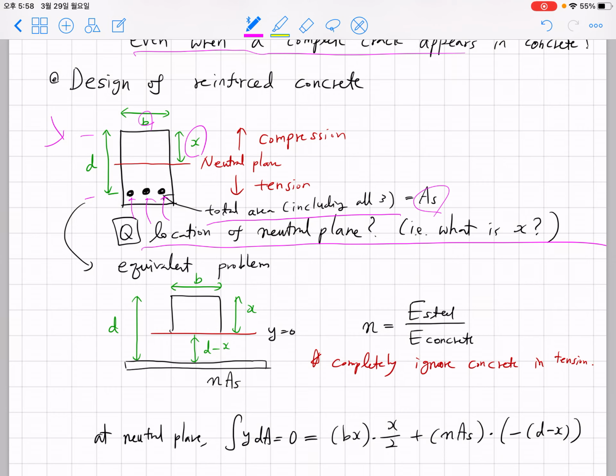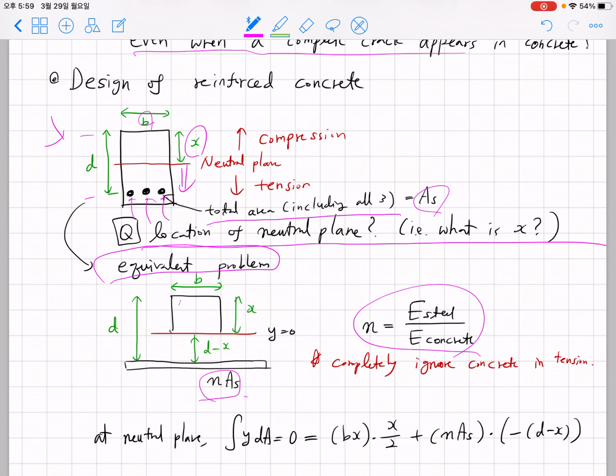The idea is we first have to find an equivalent homogeneous material problem, made with concrete. As I told you, we ignore the role of concrete below the neutral plane, so we completely ignore the contribution of concrete below it, and above it we keep the concrete part as it is. And if we consider the ratio between the steel and concrete Young's moduli as n, then we replace the steel rods with n times the area, quite a thin area.